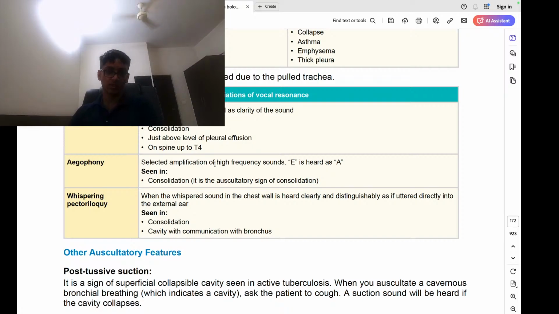Egophony is a selective amplification of high frequency sounds, where E is heard as A. It is seen in the auscultative stage of consolidation. Whispering pectoriloquy is when the whispered sound on the chest wall is heard clearly and distinguished as if uttered directly into the external ear. If you whisper something, you will still hear it. That is in consolidation and in a cavity communicating with a bronchus.